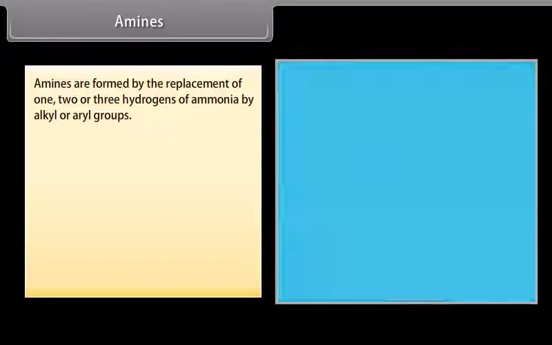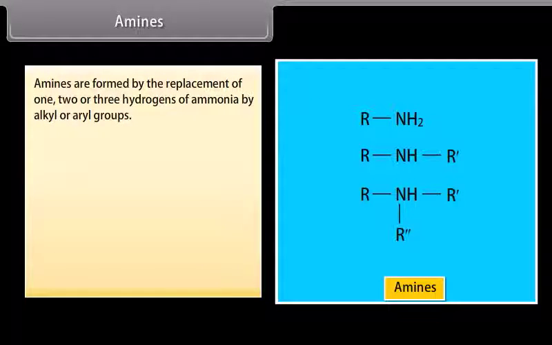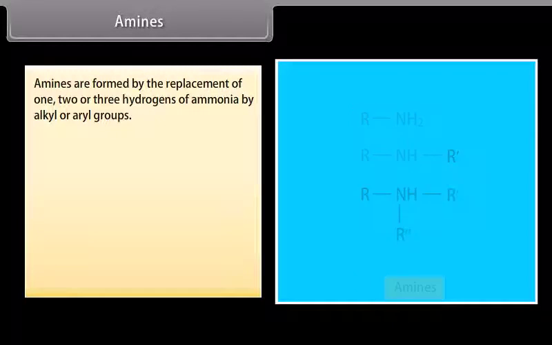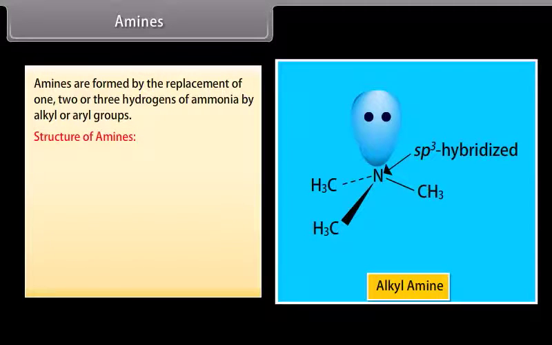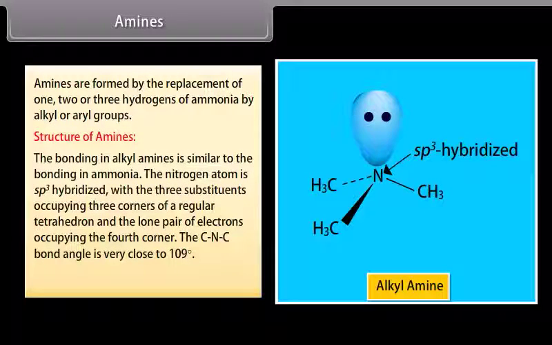Amines. Amines are formed by the replacement of 1, 2, or 3 hydrogens of ammonia by alkyl or aryl groups. Structure of amines. The bonding in alkyl amines is similar to the bonding in ammonia.